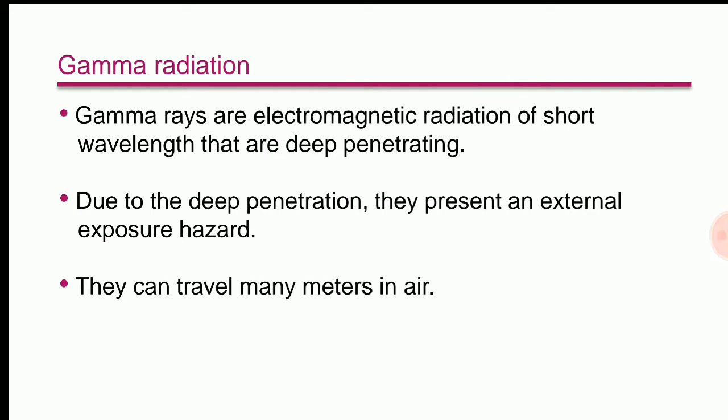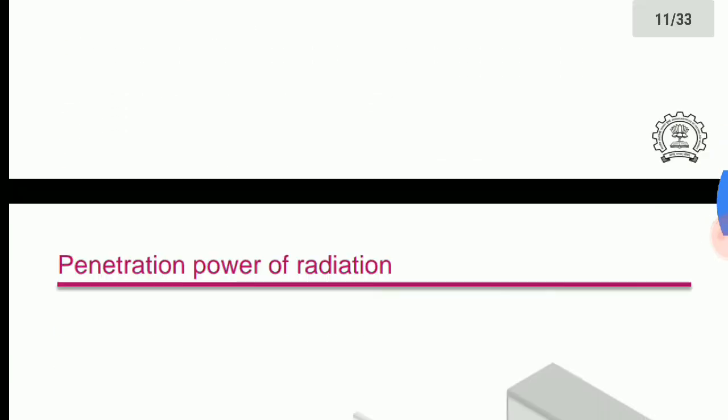Gamma radiation. Already I told you, gamma rays are electromagnetic radiation of short wavelength that are deeply penetrating. Due to the deep penetration, they present an external exposure hazard. They can travel many meters in air.